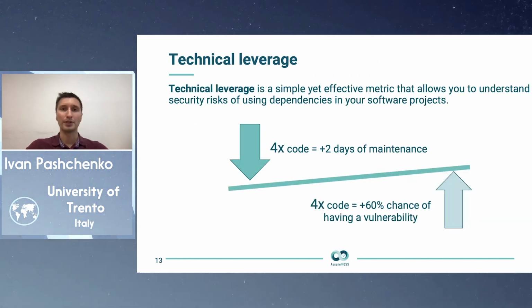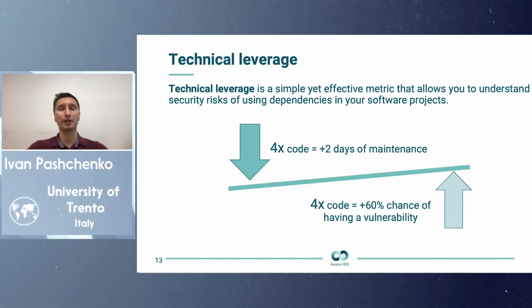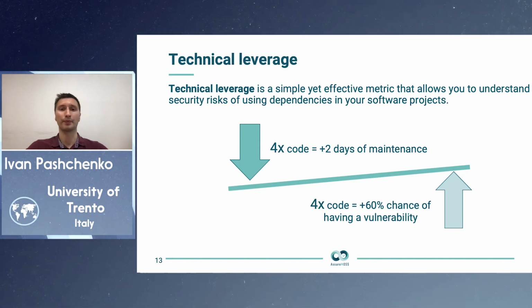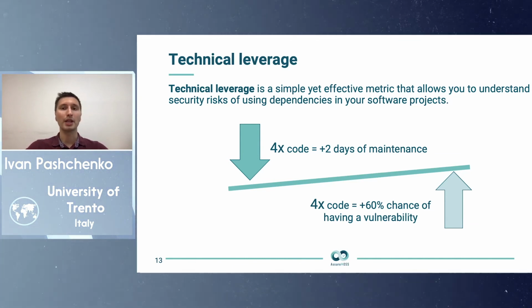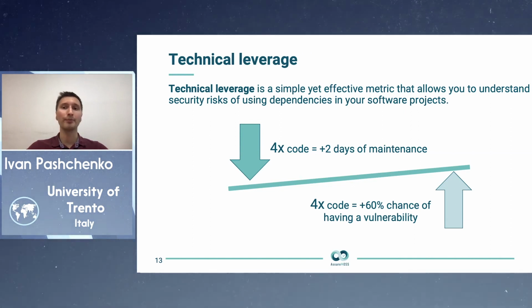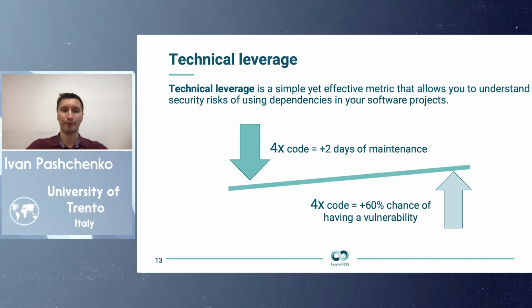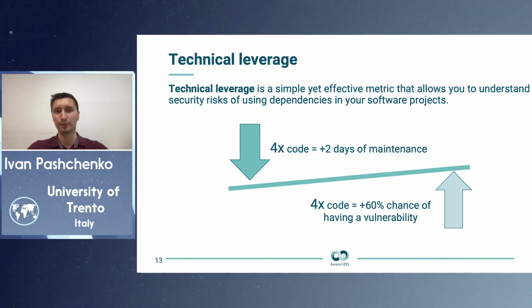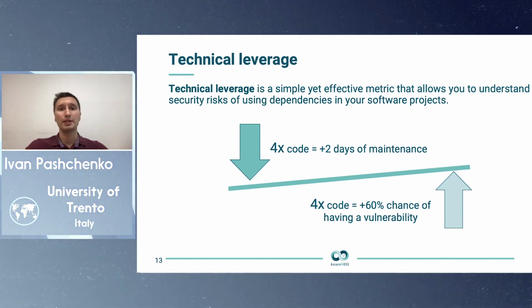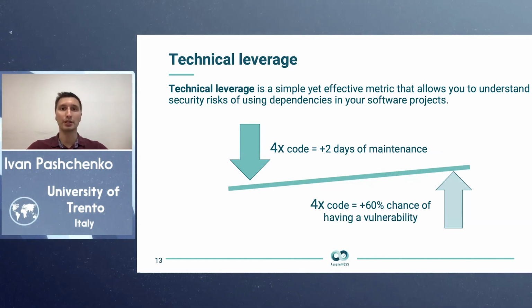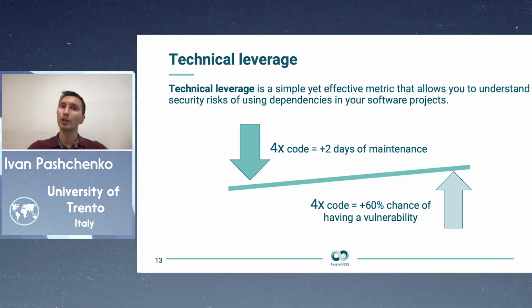To recap, the technical leverage is a simple yet effective metric that allows you to understand security risks of using dependencies in your software projects. This metric allows us to estimate and assess the trade-off of using software dependencies. For example, for the small medium libraries in our sample, the usage of dependencies pays off. The 4 times increase of the library code only requires a time delay of a couple of days on average. But the same 4x increase in the total code size of a library means a 60% increase of a chance to have a vulnerability in your library.